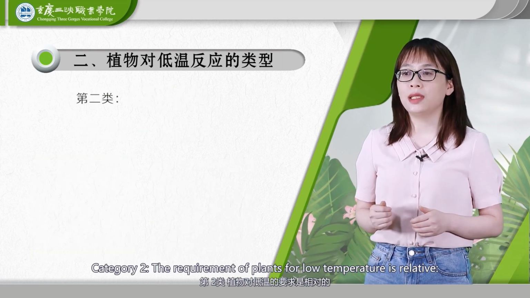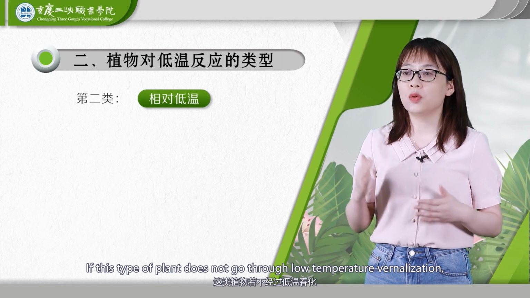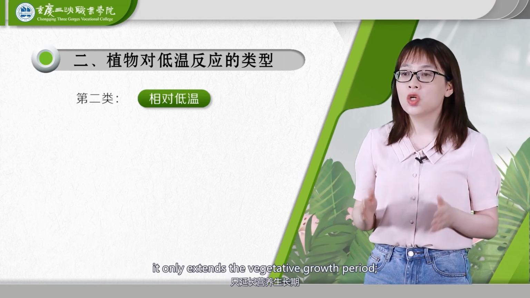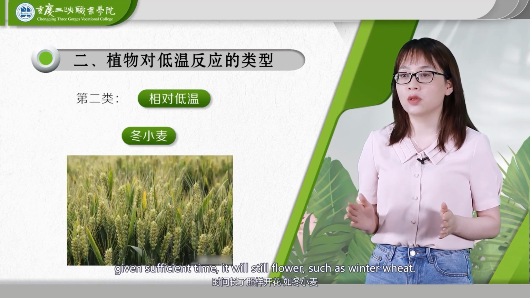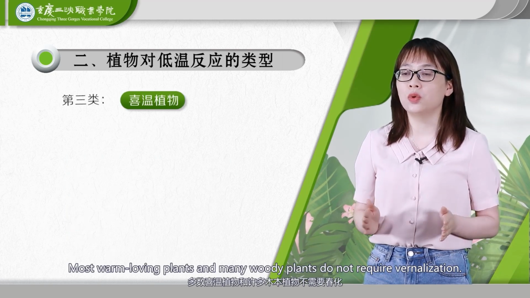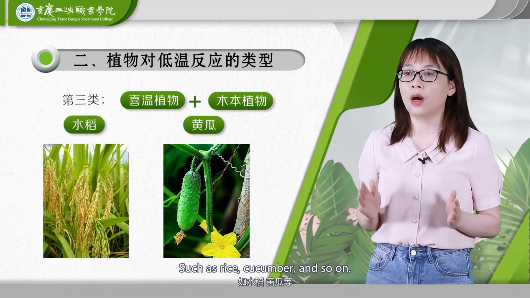Category 2. The requirement of plants for low temperature is relative. If this type of plant does not go through low temperature vernalization, it only extends the vegetative growth period. Given sufficient time, it will still flower, such as winter wheat. Category 3. Most warm-loving plants and many woody plants do not require vernalization, such as rice, cucumber, and so on.